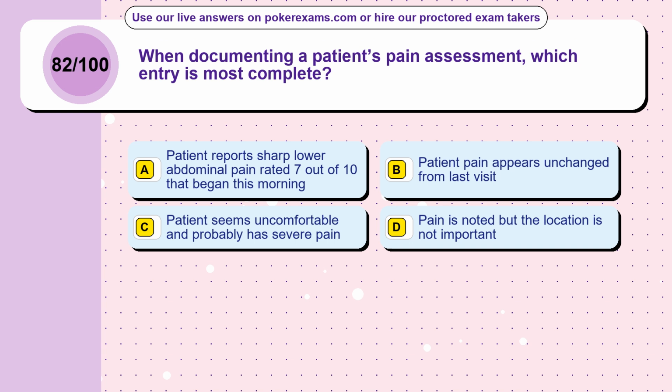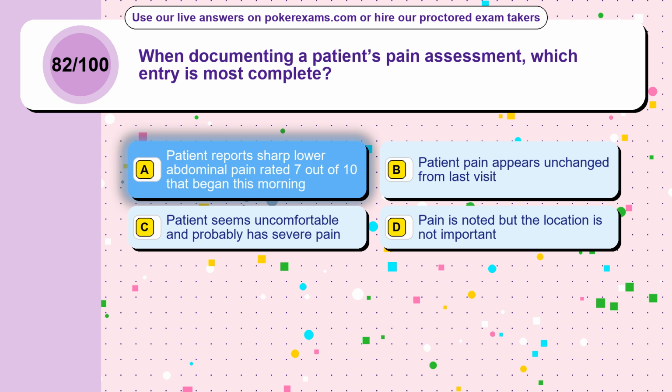Question 82. When documenting a patient's pain assessment, which entry is most complete? Option A. Patient reports sharp lower abdominal pain rated 7 out of 10 that began this morning. Option B. Patient pain appears unchanged from last visit. Option C. Patient seems uncomfortable and probably has severe pain. Option D. Pain is noted but the location is not important.